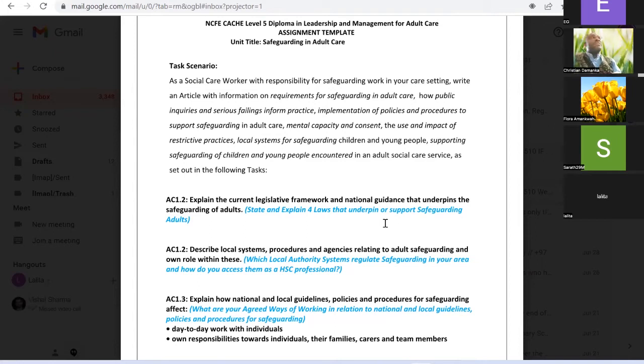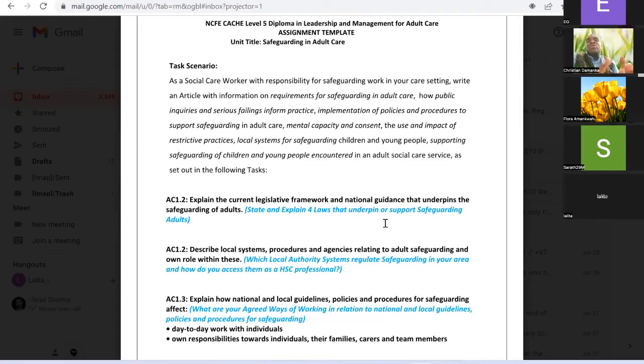I'm going to explain it further. Let's assume you are working as a social worker, or a care worker, or a care home manager, and there is a safeguarding issue in your setting, your workplace. How are you going to handle it? Simply, this is what the question is saying. So what would you do?